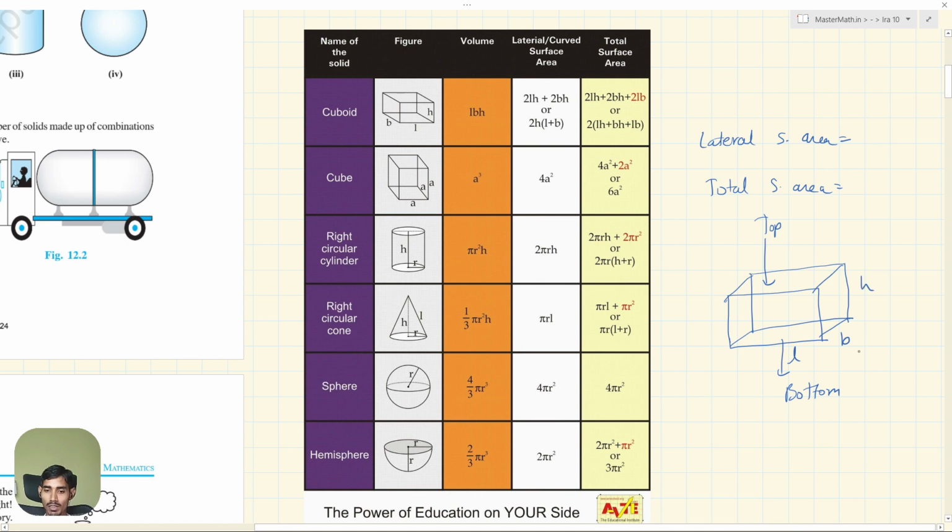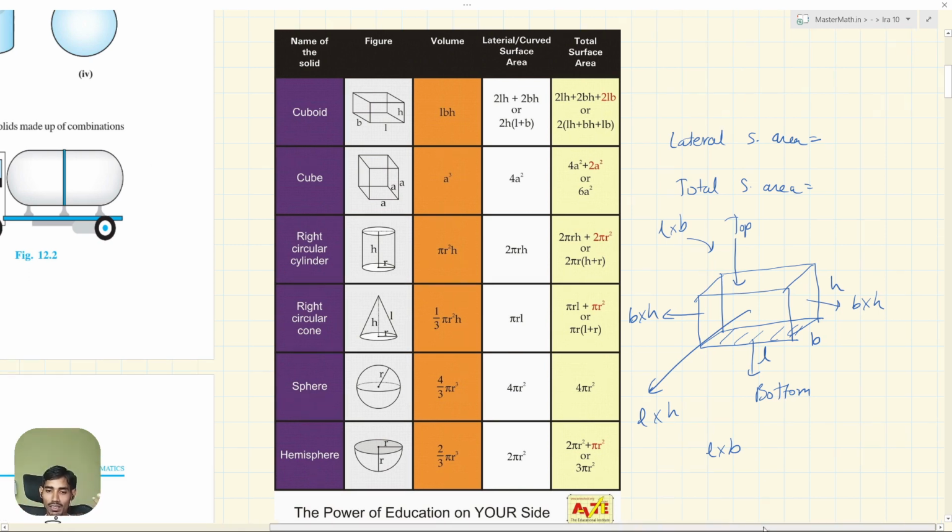So the base area, this portion would be L into B. The top portion would also be L into B, and then this is B into H. This would also be B into H, and this front face would be L into H, and this behind that, just at the back, that would also be L into H. So we have every L into B, B into H, L into B two times. So LB plus BH plus LH two times. So this is our TSA, total surface area for cuboid.